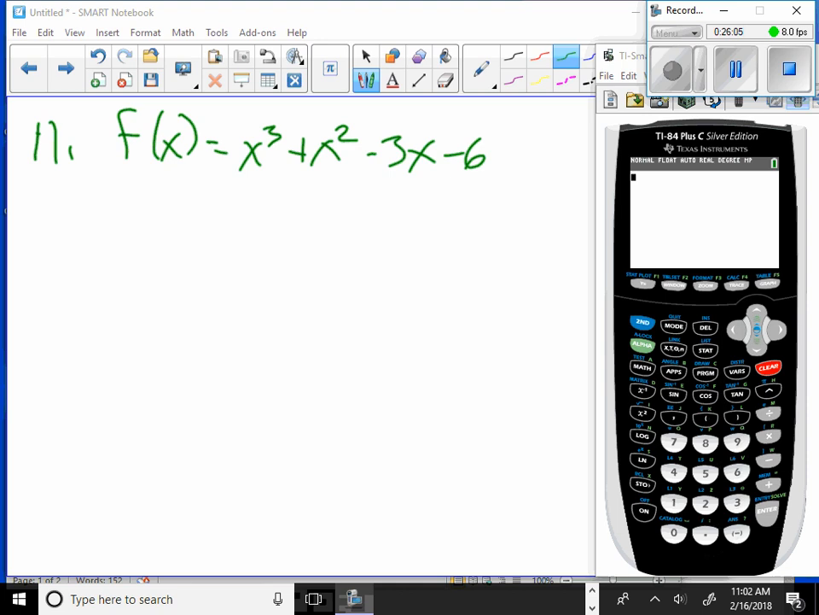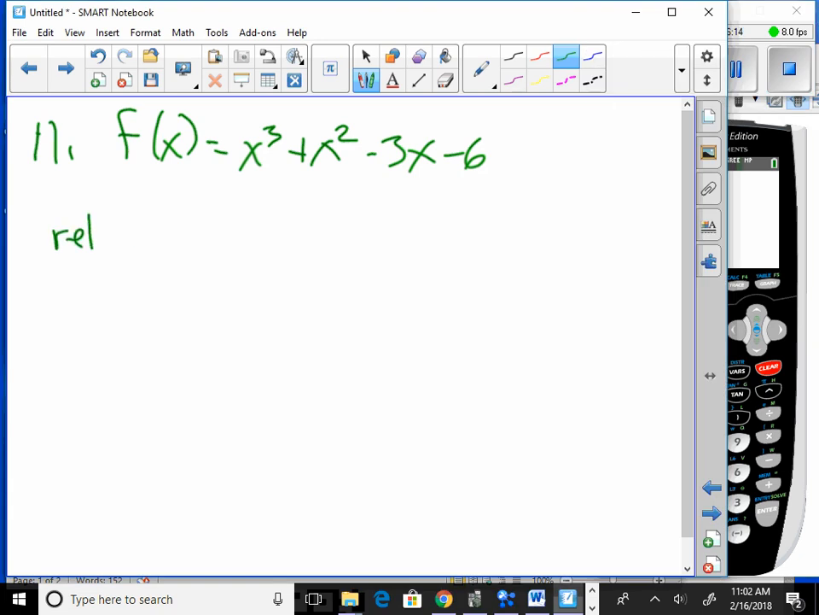So on number 11, it says, what is the relative maximum and the relative minimum? So relative maximums and relative minimums, those are the spots where the graph turns. So a relative maximum, you're looking on the graph to find the spot where the graph goes up, turns, and comes back down. And whatever that ordered pair is, that's a relative maximum. The relative minimum is the spot where the graph is going down, turns, and then goes back up, and then you're finding that ordered pair that's down below.